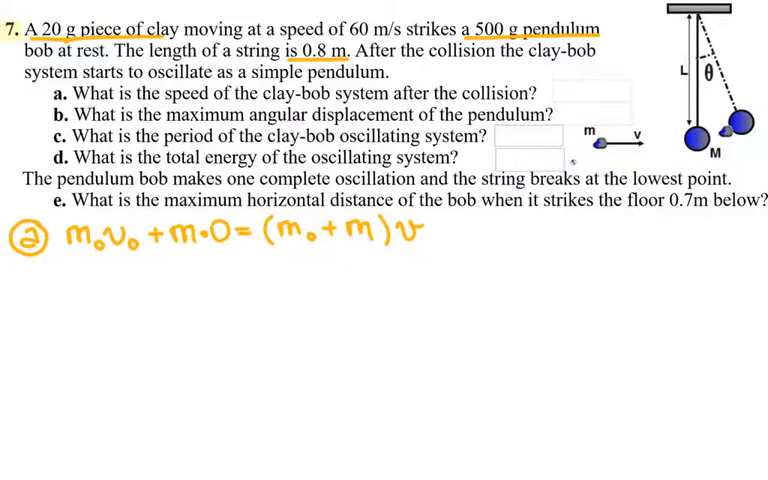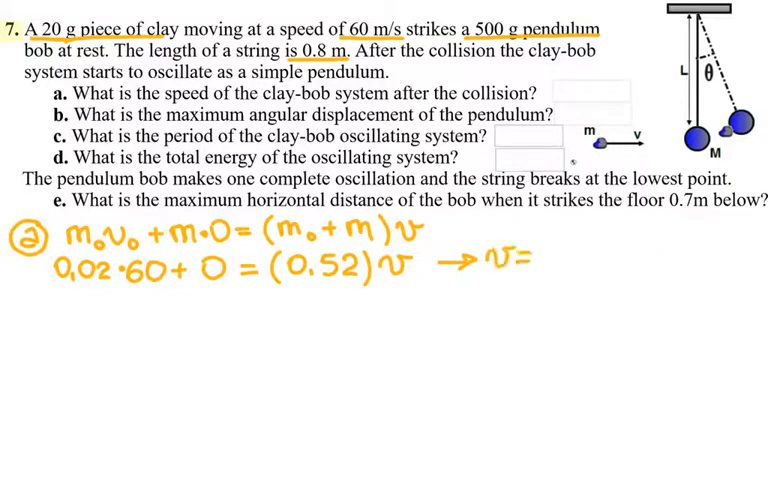So now if I plug in the mass of the clay, 0.02, velocity of the clay that is given, 60 meters per second, plus the momentum of the bob, which is 0, and after they stick together, that is going to be their mass together, which is 0.52, and I'm looking for their velocity after. So if I plug in my numbers, I will get the velocity of both of them after is 2.31 meters per second. And again, momentum is always conserved, so I can always use momentum even if there was no energy conserved.